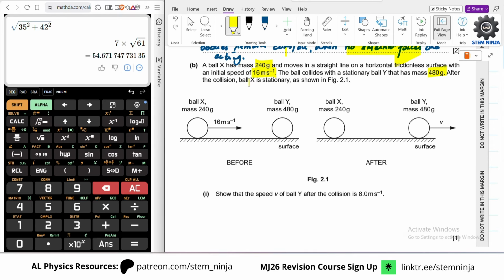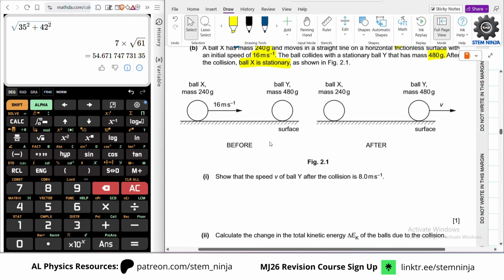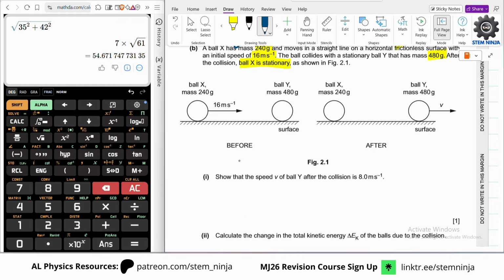After the collision, ball X is stationary as shown. Show that the speed v of the ball Y after the collision is this. Okay, so we will use the principle of conservation of momentum. So mx ux plus my uy equals mx vx plus my vy. So remember, uy is 0, ux is 16.